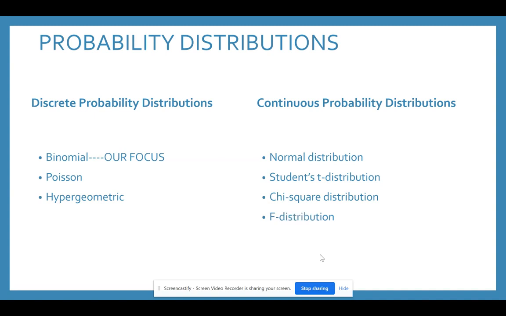For continuous probability distributions, we're going to be taking a look at the normal distribution, the student's t-distribution, the chi-square distribution, and the F distribution throughout the remainder of the semester.